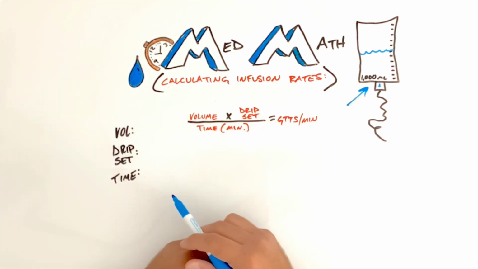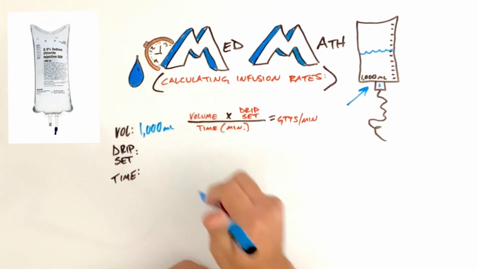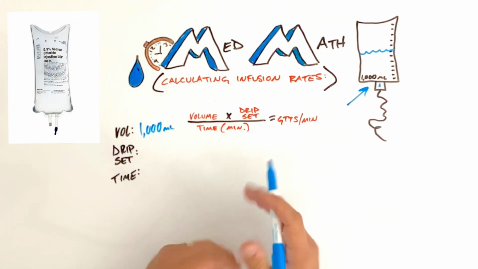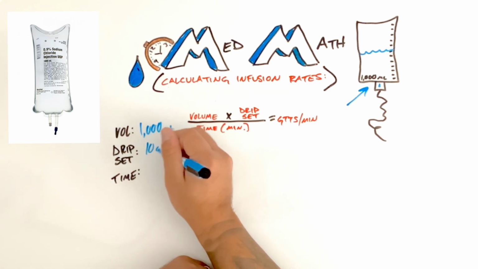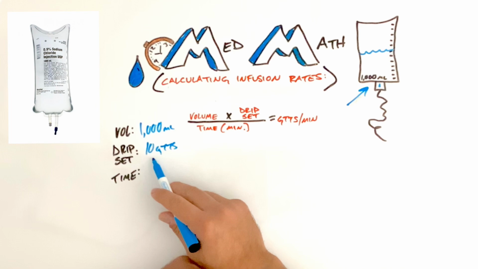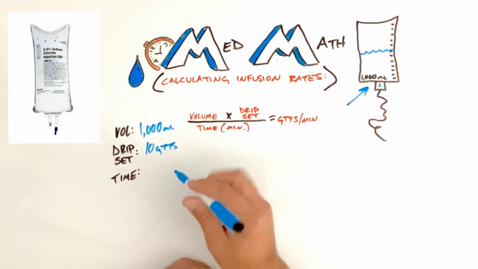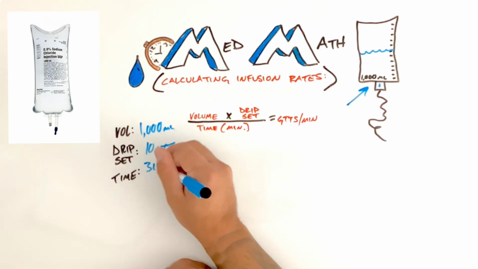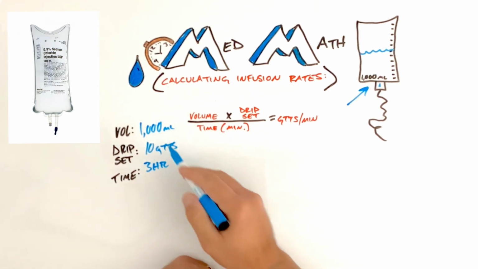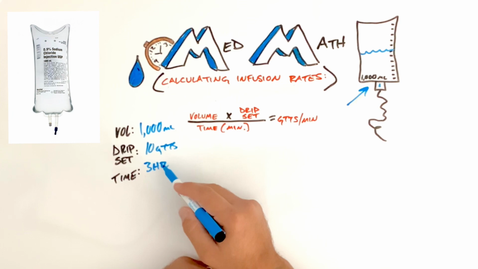So let's do a couple examples. Let's start with a liter bag. We have 1,000 mLs. That's our total volume. Drip set, let's start with a 10 drop set. That's our macro drip set. That means every 10 drops is going to give you 1 ml. But we're specifically talking about the drop set. Now let's talk about time. Let's say your physician orders a 3-hour time frame. We want 1,000 mLs with our 10 drop set delivered over 3 hours.